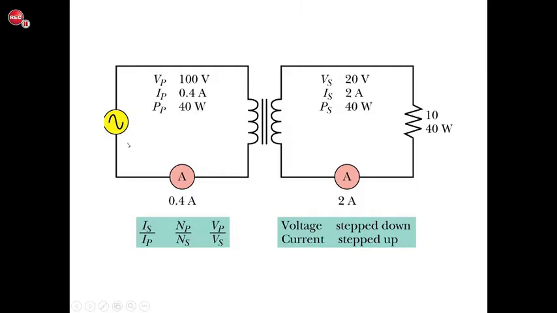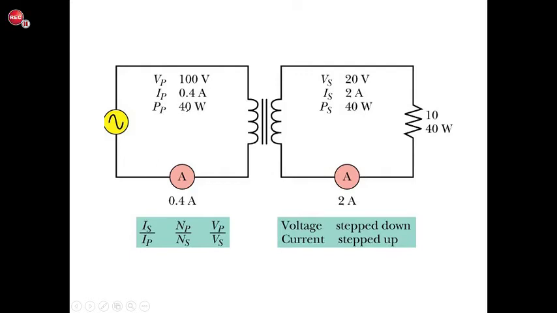Here we have an example where the primary circuit has an AC source. The voltage being applied is 100 volts. The current that's flowing in the primary is 400 milliamps, and therefore the power is 40 watts, right? Voltage times current gives us the power. That means we must have 40 watts in the secondary as well, right? We can't destroy or create the power. So if we are stepping the voltage down to 20 volts, that means that the current must be stepped up to 2 amps, so that when we multiply voltage times current, we still get 40 watts.